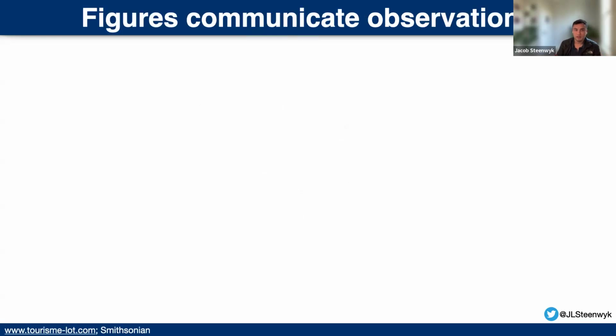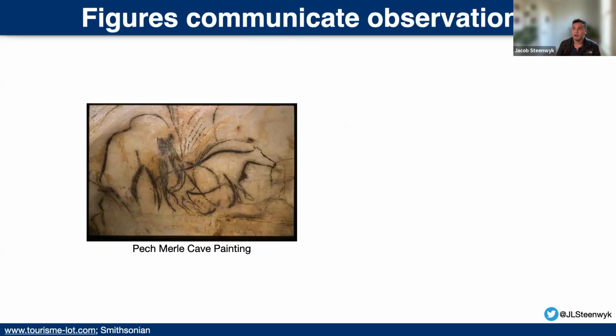So when it comes to figures and communicating observations, I think these cave paintings are a cool example to talk about the depth of clarity in figures or in images. This cave painting is of a mammoth and a bison. There's an outline of each one of these animals. Perhaps the bison is here, and I believe the mammoth is right here.